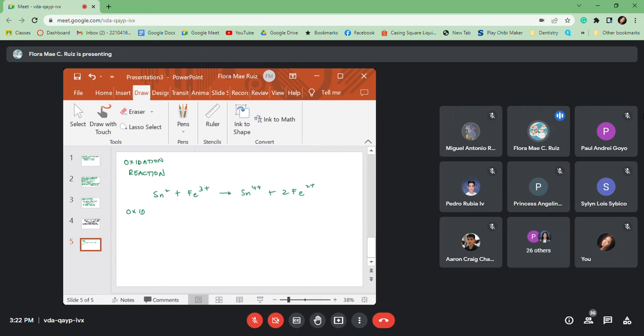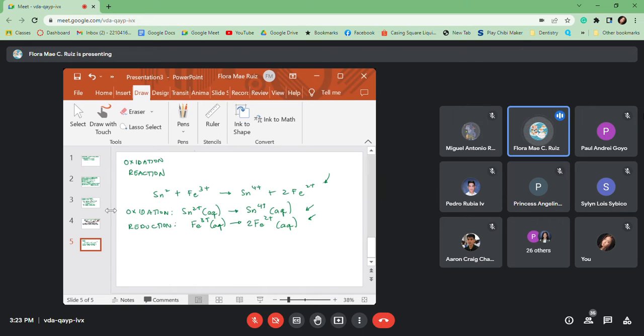So again, the oxidation part here, your oxidation half reaction is your Sn2+, which is in aqueous form. It will yield Sn4+, and reduction, that will be Fe3+ in aqueous form. That will yield 2Fe2+ in aqueous form. These are not yet balanced.